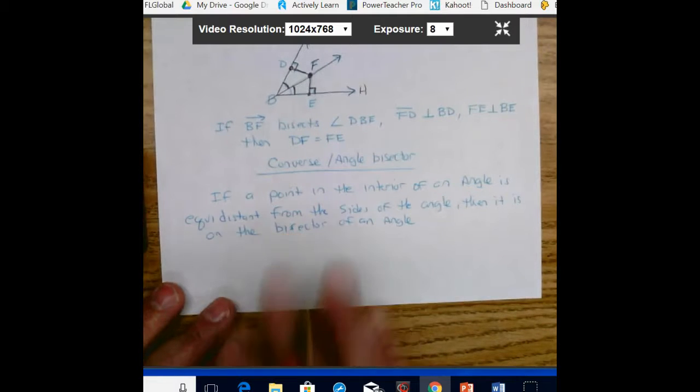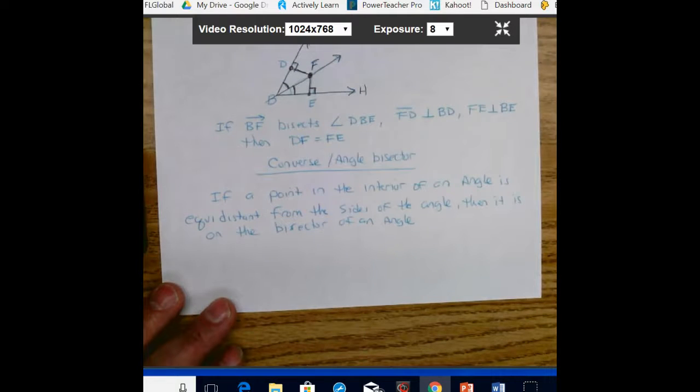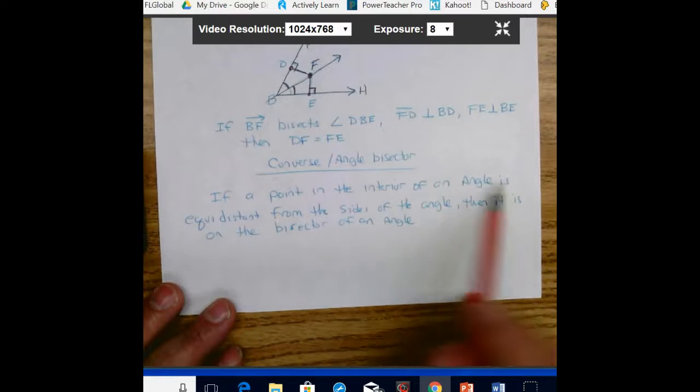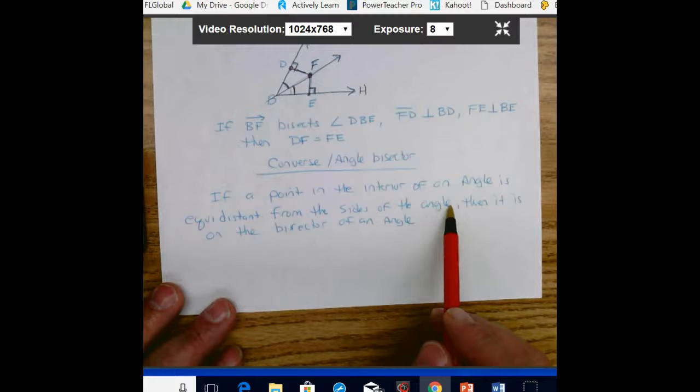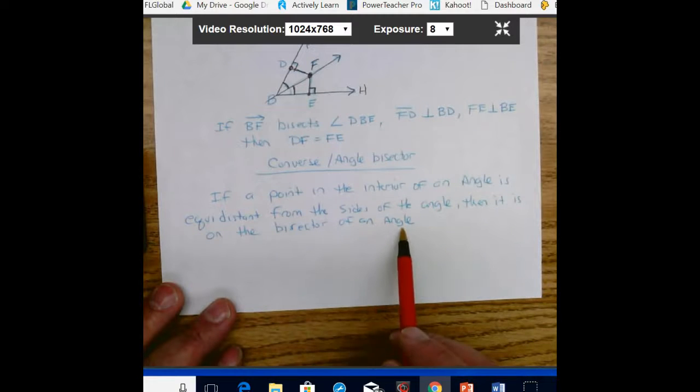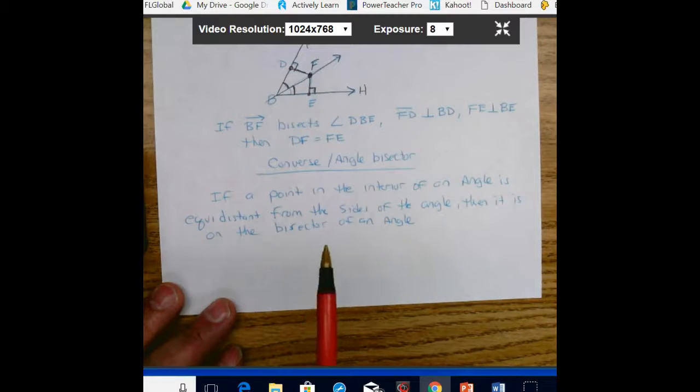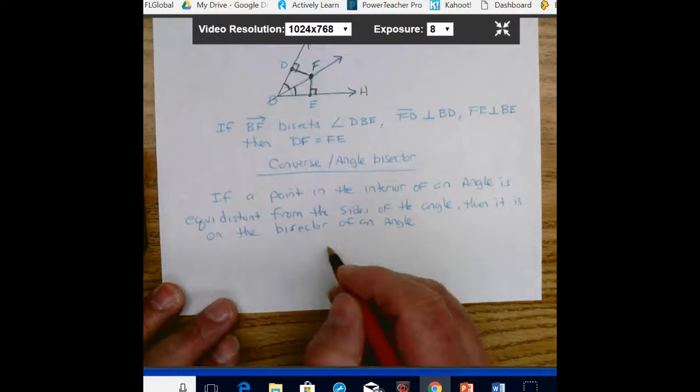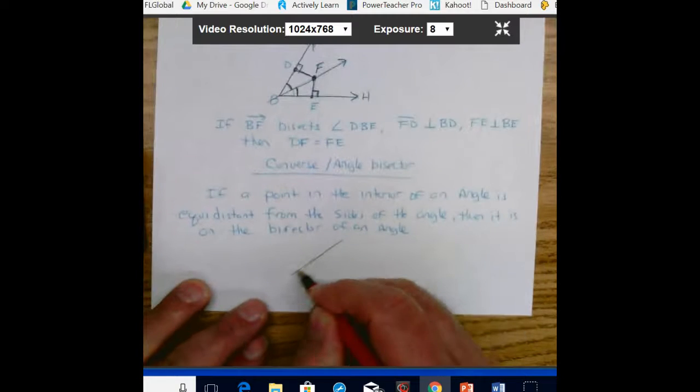And then we have this last one. This is the converse of the angle bisector theorem. It says if a point in the interior of an angle is equidistant from the sides of the angle, then it is on the bisector of the angle. So keep that one in mind as well. So then if we have an angle, let's draw this.